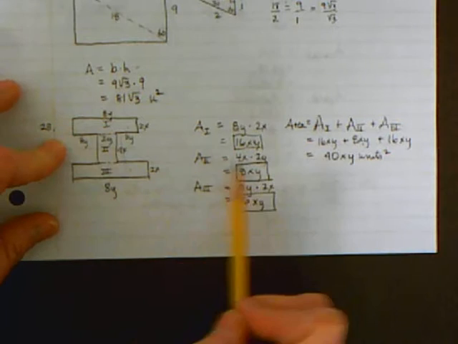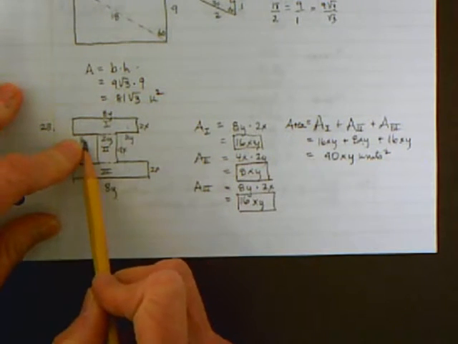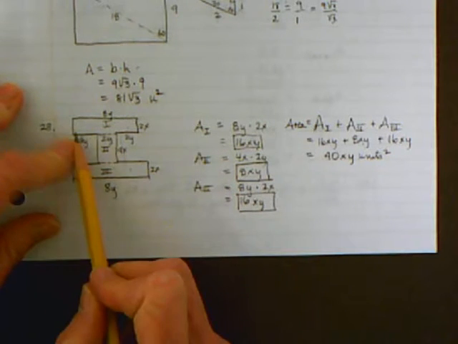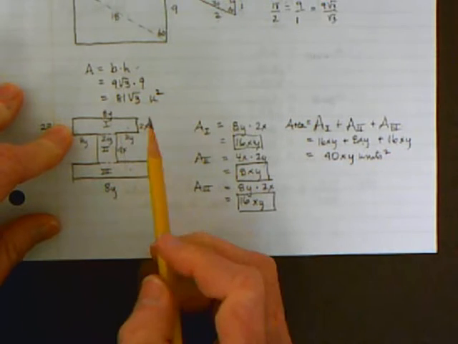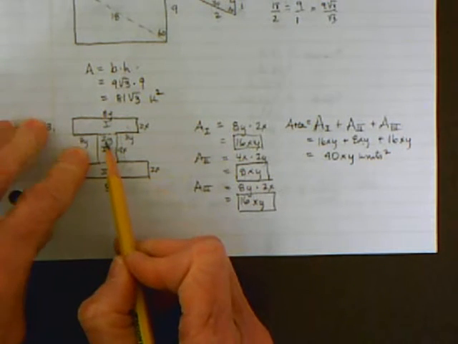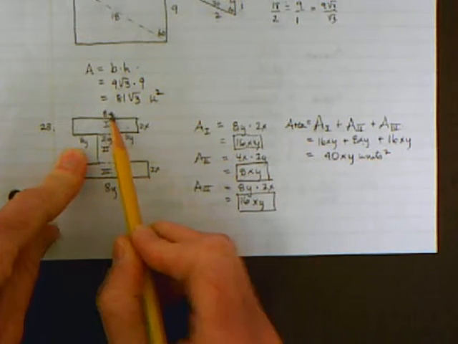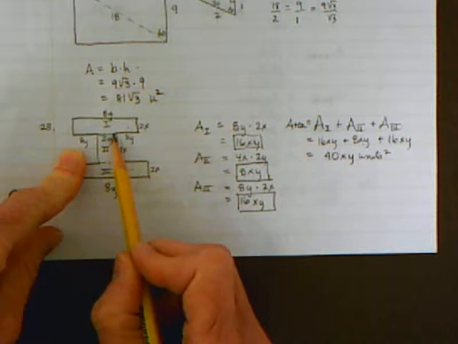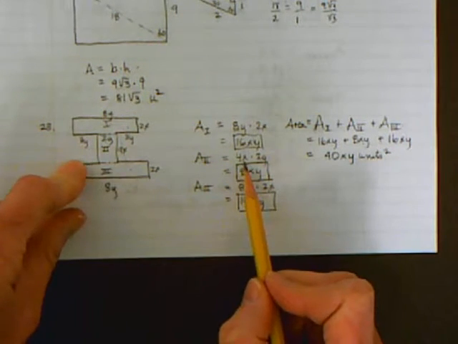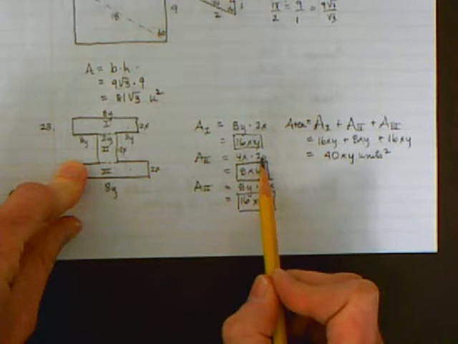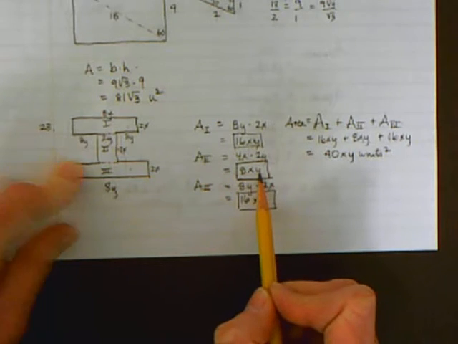Okay, now the tricky part for region 2 is I've got to figure out this dimension. I know that this is 3y, and I know that this is 3y. All together, this whole thing has to be the same as this because it's a rectangle and opposite sides are congruent. So I can see that this is 2y, because 3y plus 2y plus 3y equals 8y. This dimension here is 4x. So when I multiply base 4x times height 2y, the grand total area for region 2 is 8xy units squared.